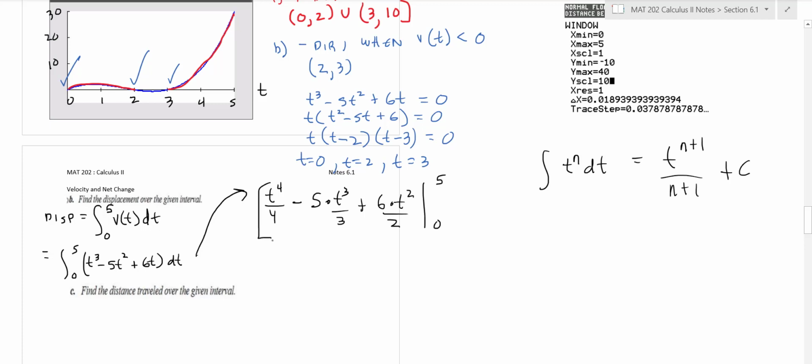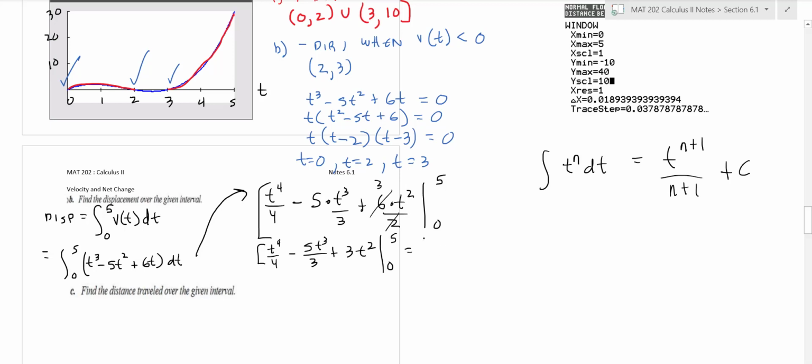Okay, so that's kind of what you would have done in a Calc 1 class. You can just put that all together like this. Let's see, we can simplify. This thing right here would become 3. So I'm going to write this down one more time: t to the fourth over 4 minus 5t to the third over 3 plus 3t to the second, from 0 to 5. Okay, now we're going to do arithmetic.